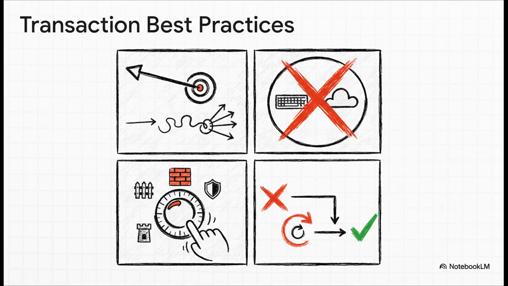Rule number 1, keep your transactions as short and as fast as you possibly can. A long-running transaction is like blocking a 1-lane road. Second, and this one is a huge deal, never, ever wait for a human to type something or for a slow network call to finish while you have an open transaction. Third, don't just accept the default isolation level. Think about what you need and choose it on purpose. And finally, always plan for things to fail. Design your code so it knows how to retry a transaction if it gets rolled back because of a conflict.